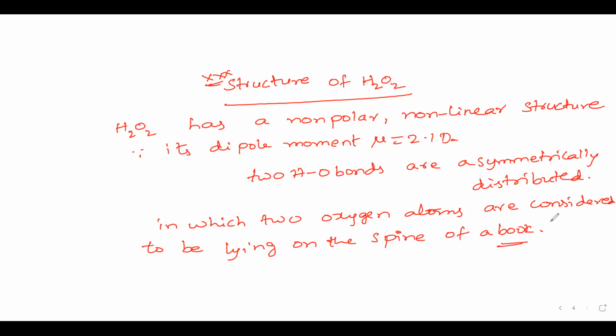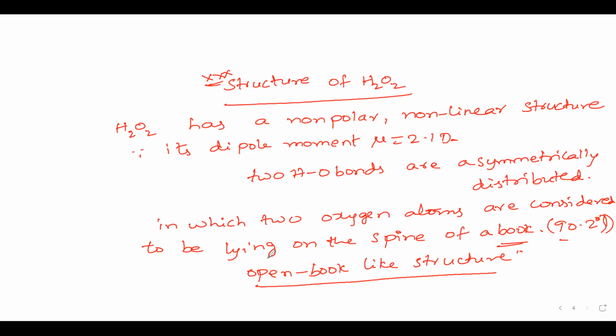With an angle of 90.2 degrees, a 90.2 degree dihedral angle. So it is just like an open book like structure. Hydrogen peroxide has an open book like structure. You can see the hydrogen peroxide structure diagram in the textbook. Next we have uses of hydrogen peroxide. Then we'll discuss MCQs based on hydrogen peroxide. Then we'll do the summary of the chapter.